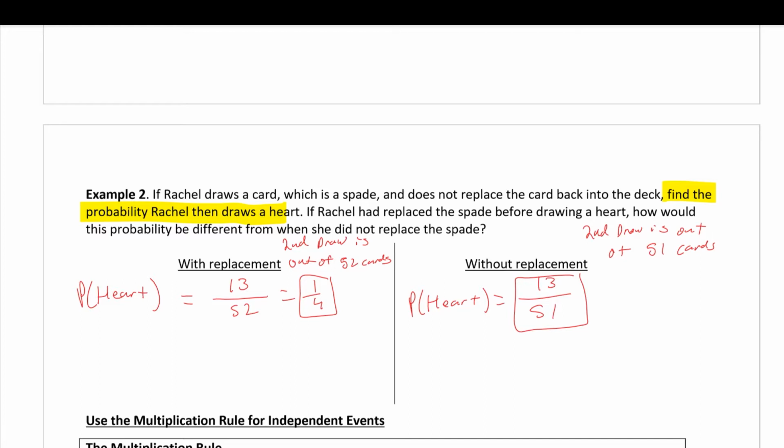Now if you want to compare these with approximate decimals here, so this is actually 0.25 exactly, and this probability should actually increase because the denominator got smaller, right? So this is approximately, if I'm rounding, 0.2549, something like that. Okay, so probability did increase because there's less cards to choose from, and there's still the same amount of hearts.